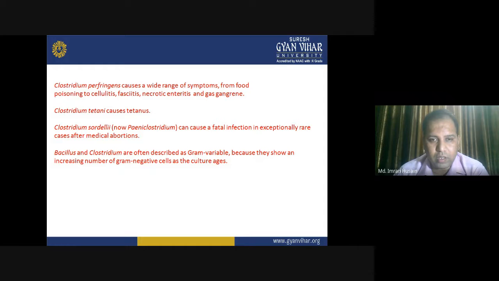It should be dealt with extreme caution, and observed carefully, because in laboratory conditions they show an increasing number of gram negative cells as the culture ages. So from being gram positive, their nature changes to being gram negative as the aging of the culture takes place. And if you use gram staining on them, they will show the characteristics of gram neutral in nature.